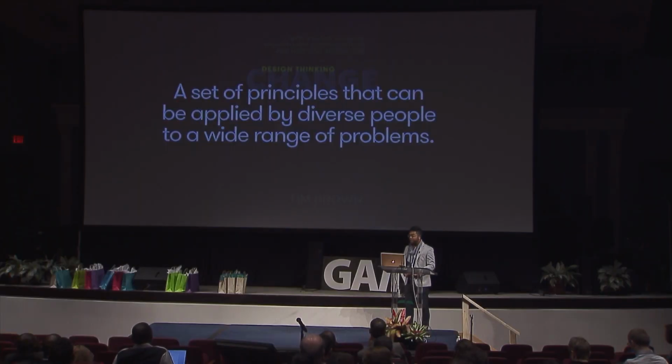Well, for those of you that don't know, this is the way that Tim Brown describes it in the book. He says, design thinking is a set of principles that can be applied by diverse people to a wide range of problems. So the same approach that a graphic designer uses to make a poster of, say, a punk rock show to appeal to a group of anti-establishment Gen Xers can be used to answer questions like, how can we bring clean water to remote villages in Africa? Or how can I increase tithing in my conference? It's the same approach.